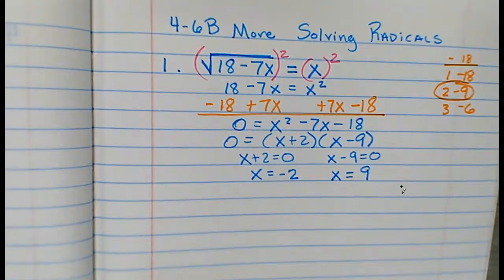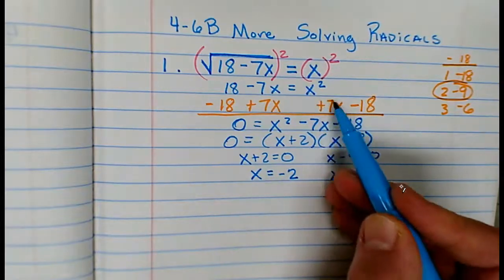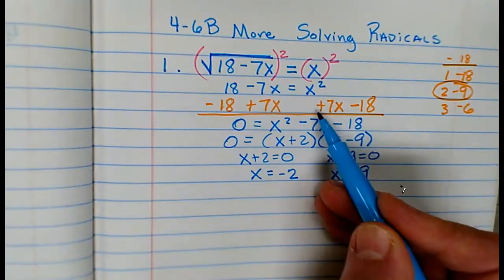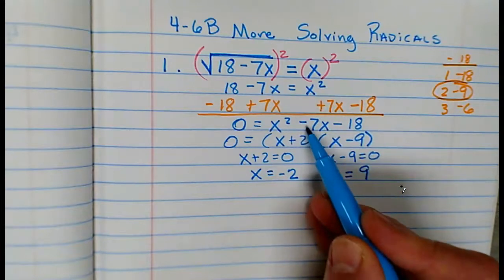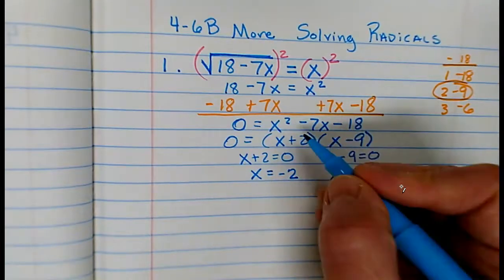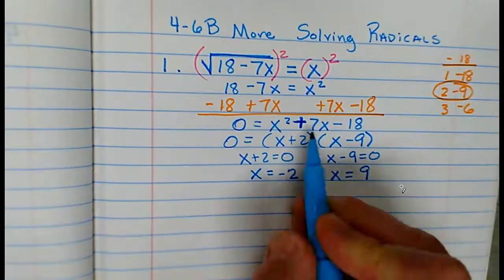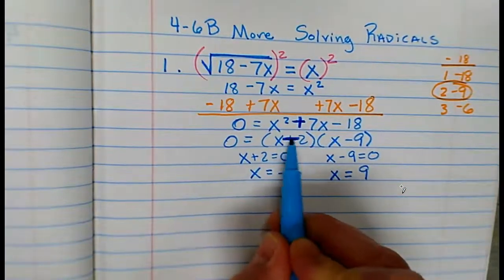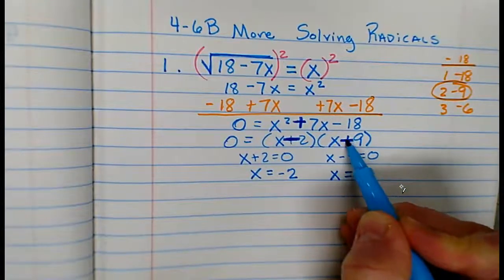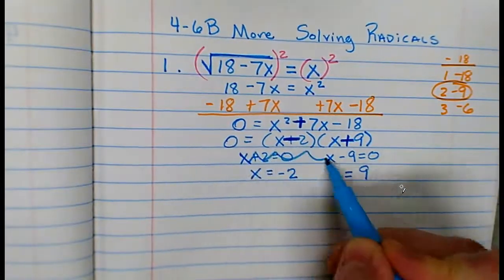And let me make a sign mistake. Where is my sign mistake? What did I do right here with the 7? If I'm adding this 7, what kind of 7 is that right there? And so this should be a negative sign, and this should be a positive sign.